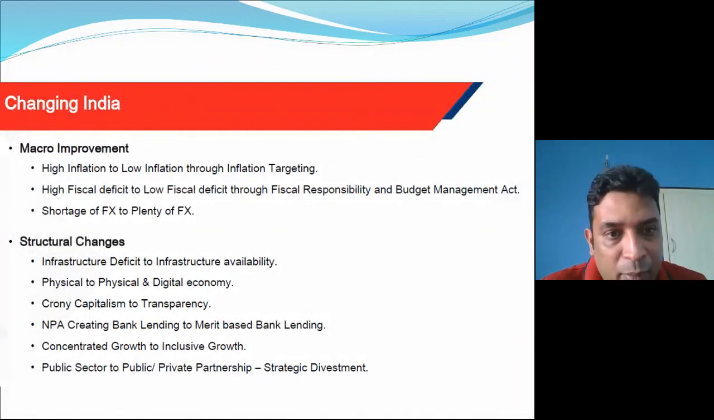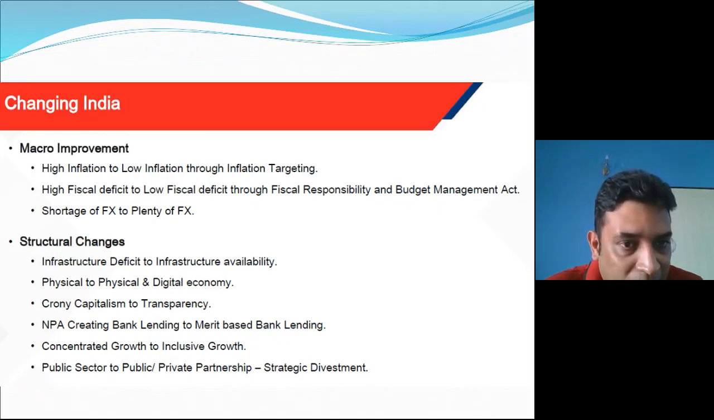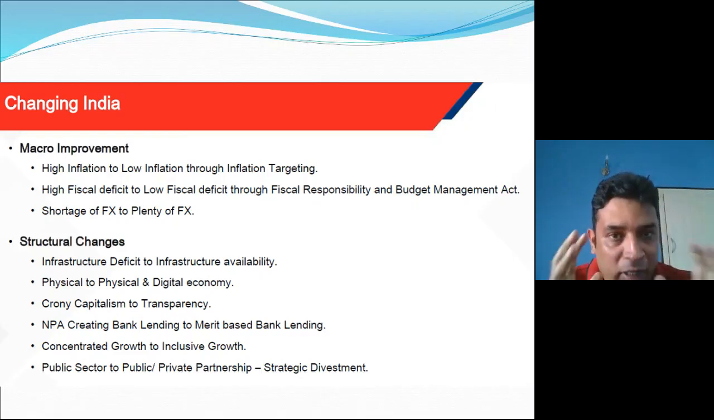Now, what exactly happened in India? If you see the data at a macro level, high inflation to low inflation, as I showed you earlier. In 2008, 2010, and 2012, we used to have an inflation rate of 10 to 12%, and that's why we used to have a fixed deposit rate of 8%, 10%, and even 12%. Today, you're getting a fixed deposit at approximately 6 to 7%, because our inflation rate is in a lower range. So at the macro level, we have moved from high inflation to low inflation, which has happened because of inflation targeting.